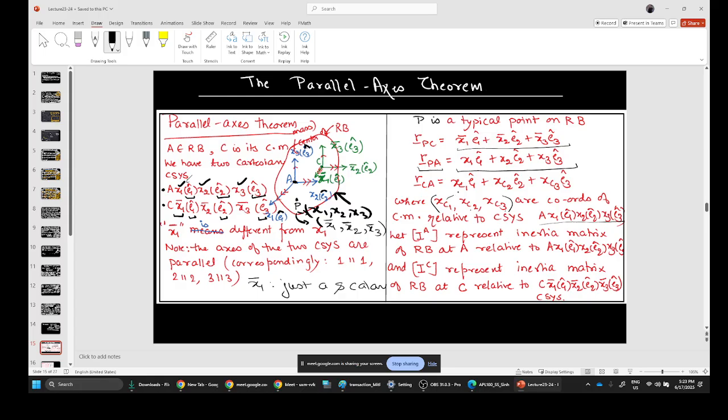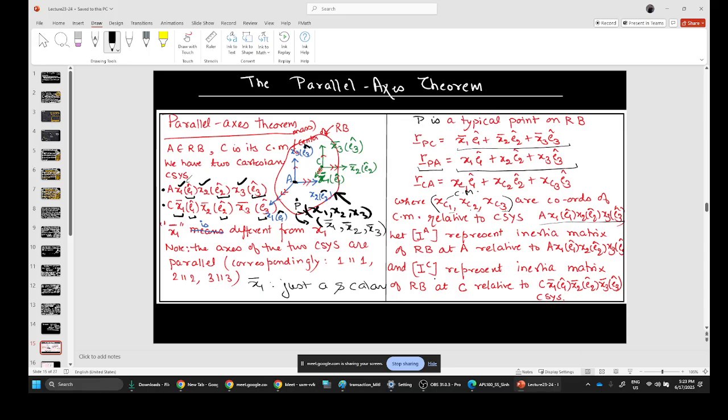So C stands for center of mass, and 1, 2, 3 stand for the first, second and third coordinates. Alright. Now let IA represent the inertia matrix of RB at A relative to this coordinate system, the green coordinate system.